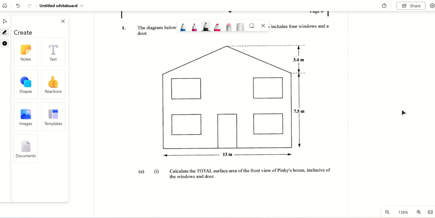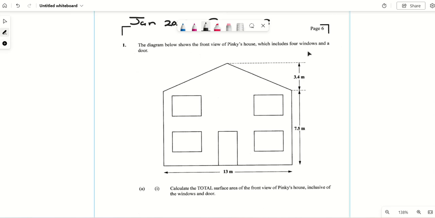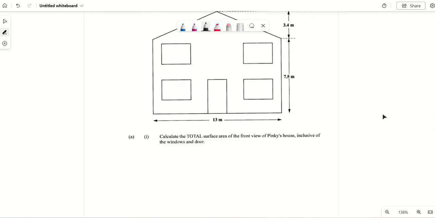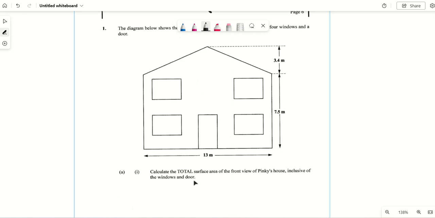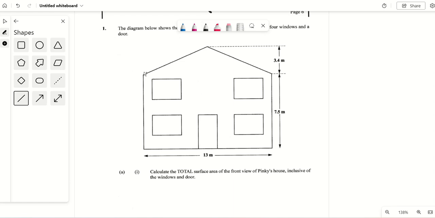maths, right? So this question has the diagram below shows the view of Pinky's house, which includes 4 windows and a door. You see the 4 windows and a door. Calculate the total surface area of the front view of Pinky's house, inclusive of the windows and doors. So we're not excluding the windows and doors. So if we look at this, we can see there are 2 regular shapes. We're seeing there's this rectangle and then there's this triangle. So we'll call this A1 for area 1 or shape 1, and we'll call this B1.